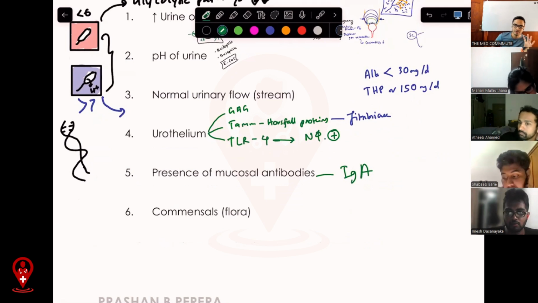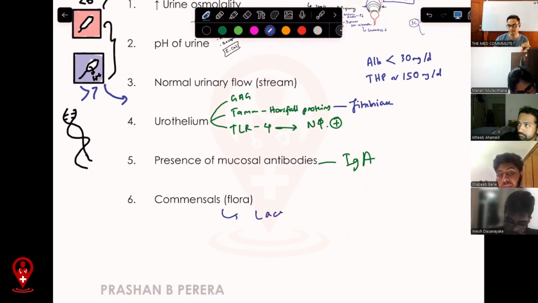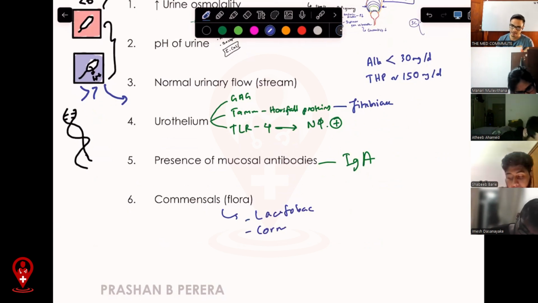Now, what is the advantage of having commensals within our urinary tract? The commensals or this flora, these harmless organisms. What are the species? First, let's talk about the known ones. Lactobacillus. Then we have the Corynebacterium species.